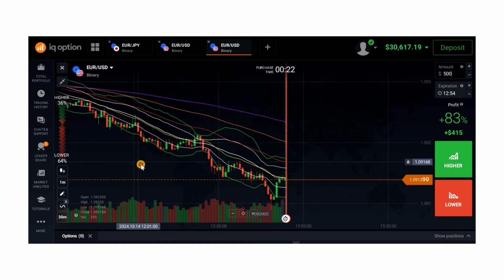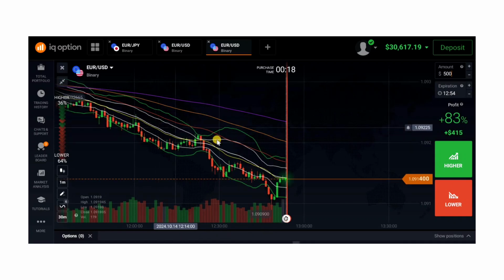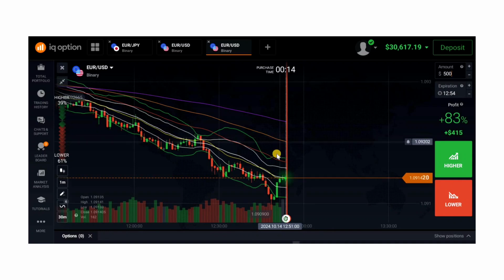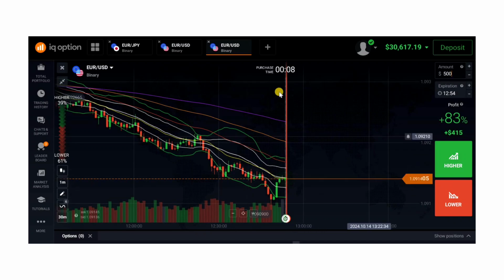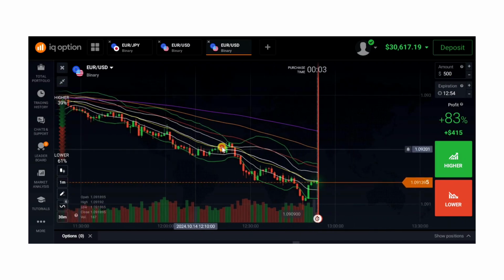Now, I hope you already know why these indicators are here: to show me the direction of the trend, the 200, the 100, the 50, and the 20. When price is below these indicators, then it's a downtrend, and when the market is above them, it's in an uptrend. So I'm going to show you now what I mean.